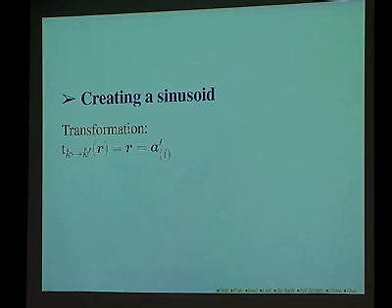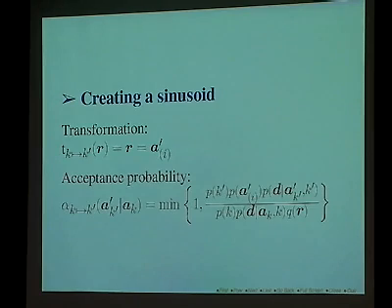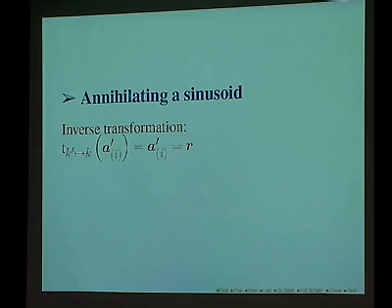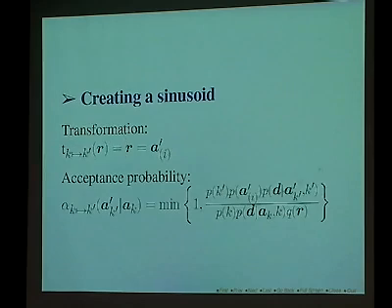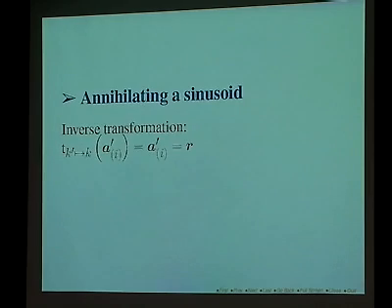And then we have creating a new sinusoid, which is straightforward. The Jacobian is 1, and the acceptance probability is given here. The inverse transformation is the same: I take one arbitrary sinusoid, and this vector r, or a dash I, from the randomly chosen sinusoid enters into this acceptance probability here. So the proposal distribution for creating appears in the denominator, and also enters into the annihilation process.